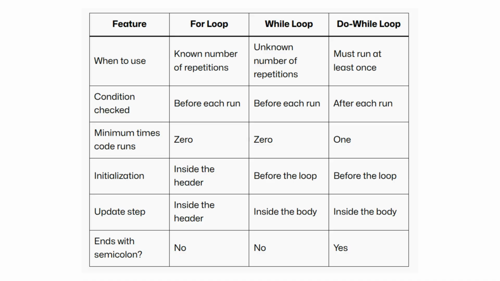So to quickly sum it up, use a for loop when you know the count, use a while loop when you don't, and use a do while loop when the code must run at least once. The rest of the differences are just about where the condition is checked and how the loop is written.